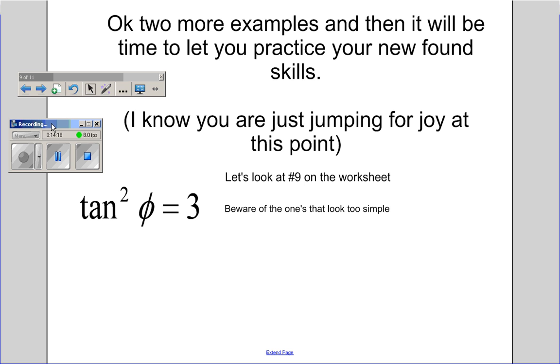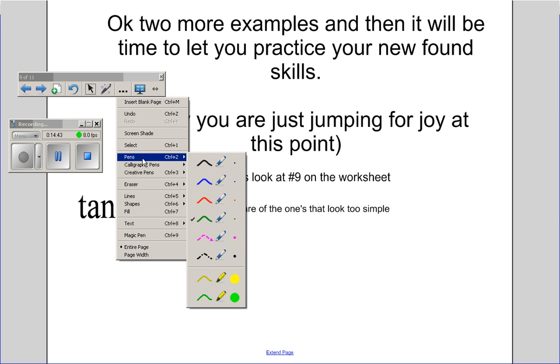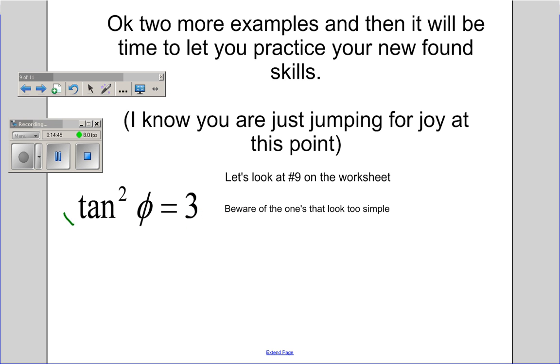Okay. Now, this looks fairly simple, right? Fairly simple and straightforward, but you got to beware of the ones that look too simple. Okay. So the first thing I would do here, now that I've got tangent squared theta equals 3, I've got a constant equals something over here. What I would do is get rid of this squared. So how have we gotten rid of a squared in the past? Okay, what you're looking at doing is taking the square root.